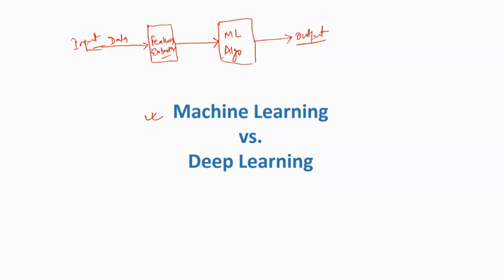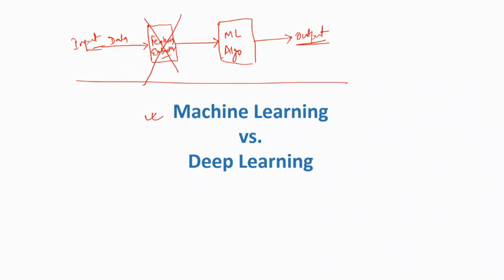Input data will pass to a feature extractor. All the important features will go to the ML algorithm, and it will do some kind of job, like classification, prediction, clustering, whatever. This is in the case of machine learning. But what happens in deep learning? In deep learning, whatever algorithms we use are so efficient, so intelligent, that we don't need to provide these feature extractors.